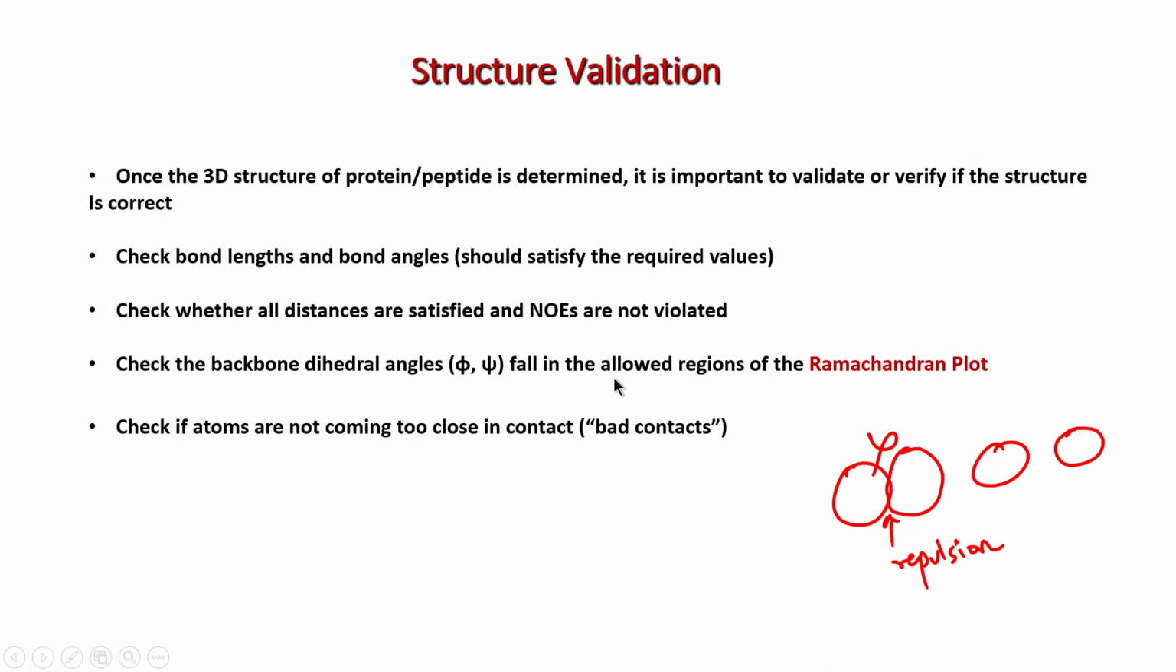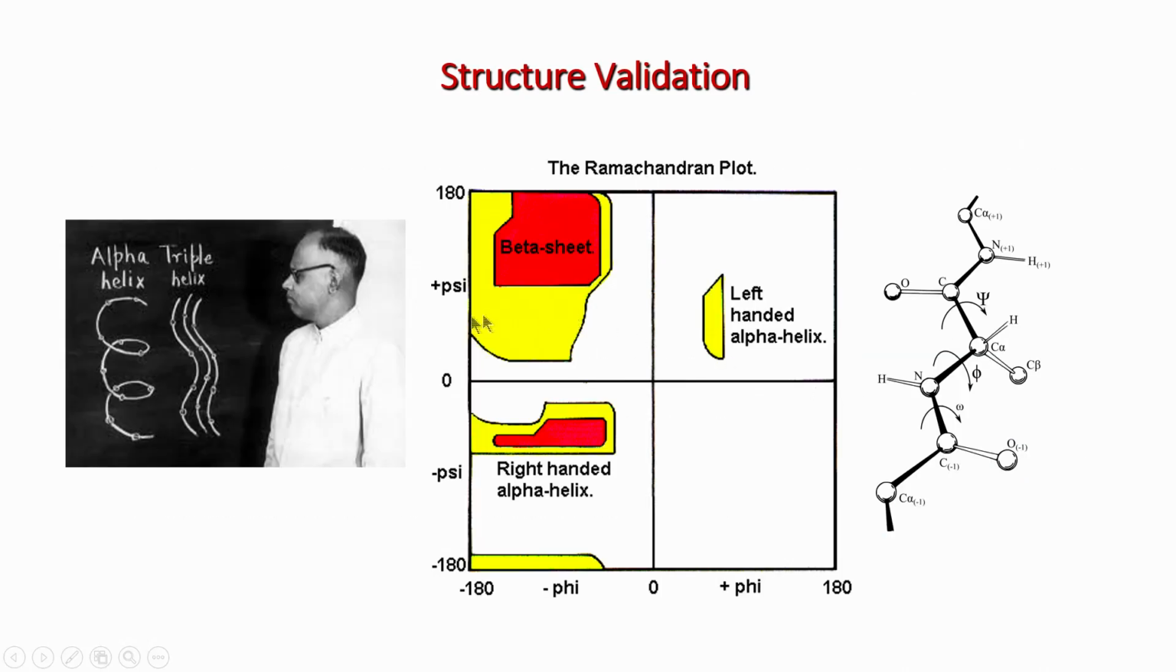So, if it is beyond a threshold then it is rejected, but if it is within a threshold it is acceptable. So, let us look now at this important plot called the Ramachandran plot. The idea was invented by Professor G. N. Ramachandran. On the right hand side is drawn the backbone structure of an amino acid of a protein chain.